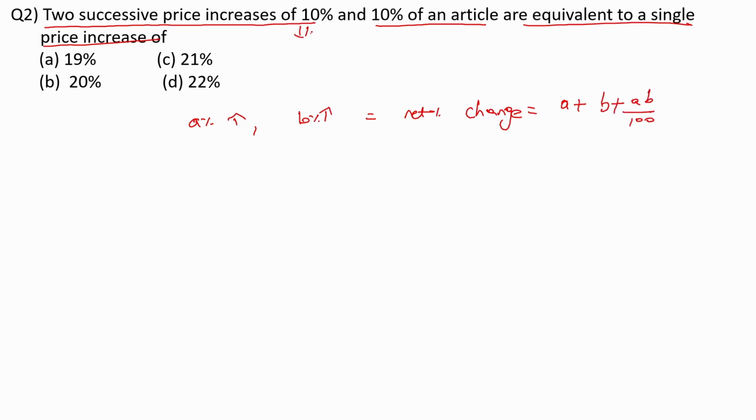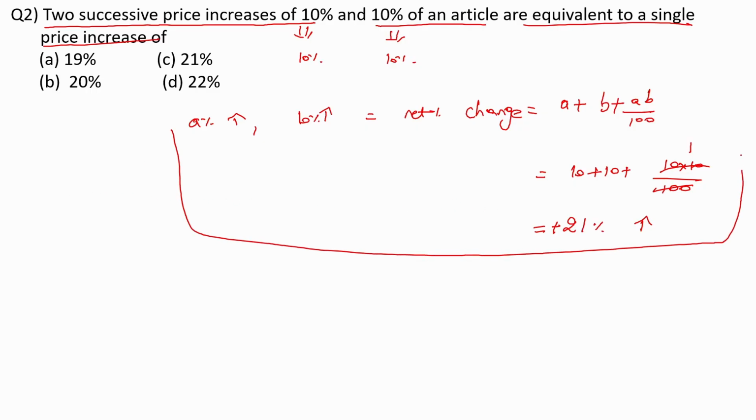Here the values of a and b are equal. So the value of a is 10% as well as the value of b is 10%. So 10 plus 10 plus 10 into 10 upon 100. This would cancel and give me 1. So the resultant value is 21% as it is a positive value. So I would say the net percentage is increased by 21%. This is how we solve by applying the formula, guys. Let me suppose this to be method 1.